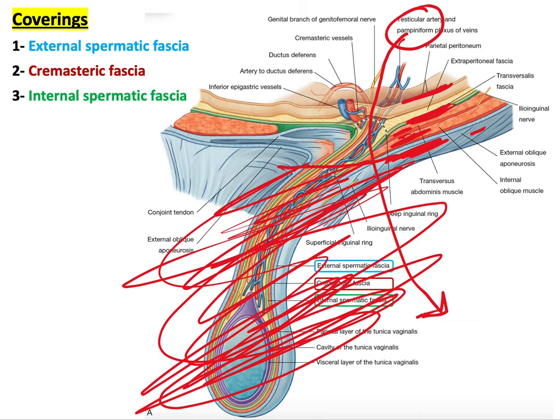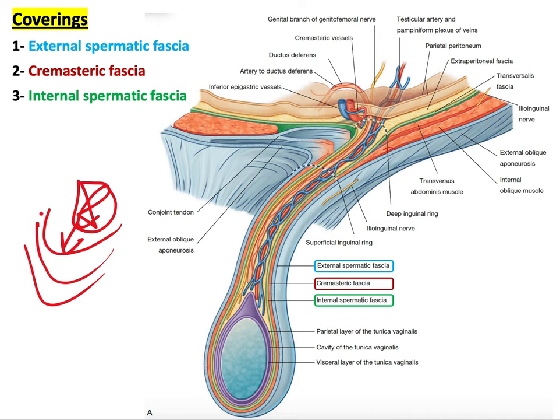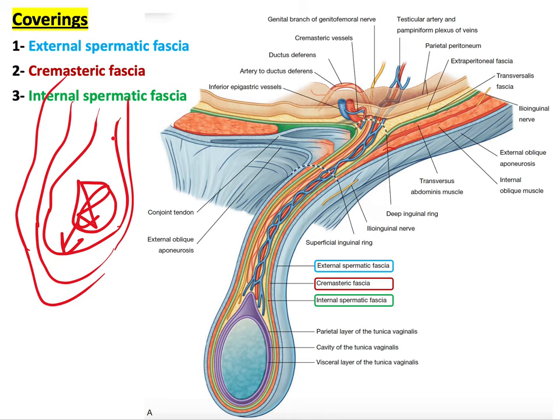Now, let us understand what it will take. So once the testis descends, say this is one cover, two covers, three covers, so this is the testis. It will take these three layers and they become covers for it. But you have to know the arrangement of them. The most external one continues the external one, which is from the external oblique aponeurosis, and creates the external spermatic fascia.